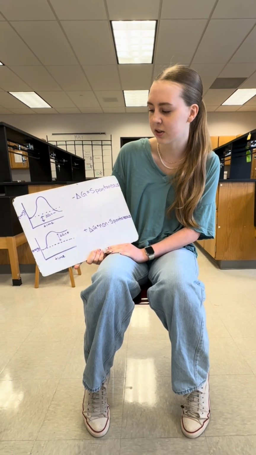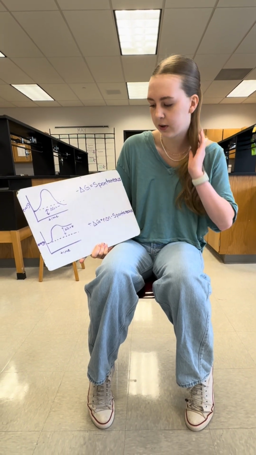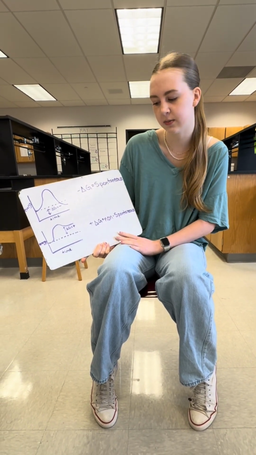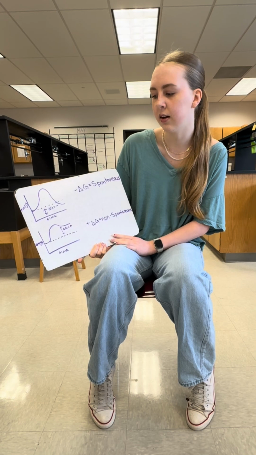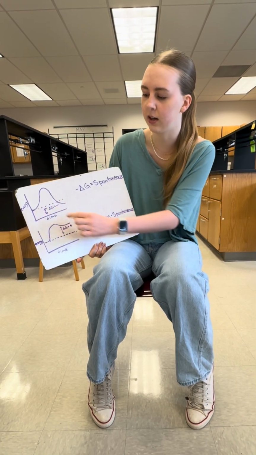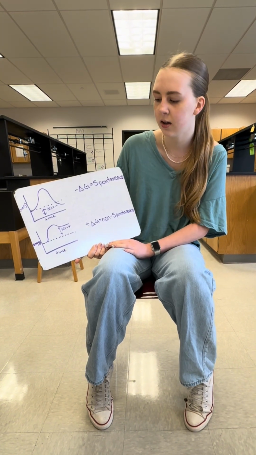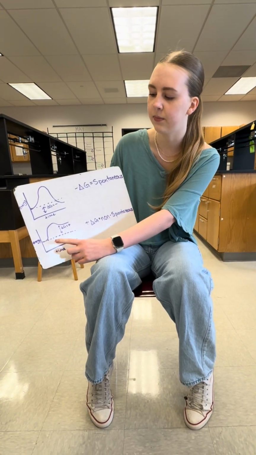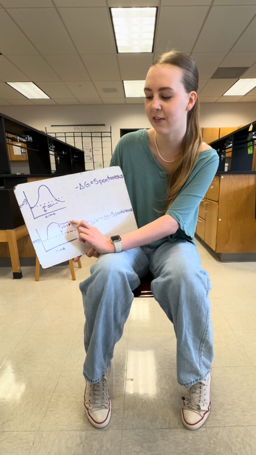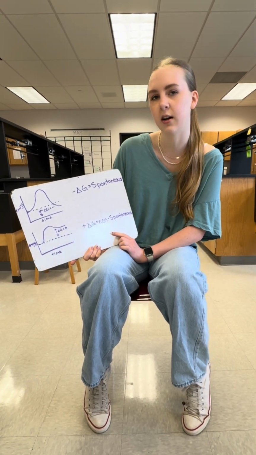So delta G can also be seen in graphs, and these graphs will help you know if your delta G is spontaneous or non-spontaneous. And you know this because if the end of the graph is lower than the initial, it means the delta G is negative, making it spontaneous. And then if the end of the graph is higher than the initial, that means the delta G is positive, making it non-spontaneous.